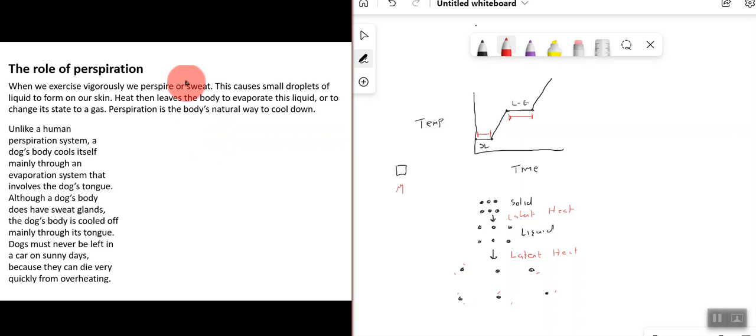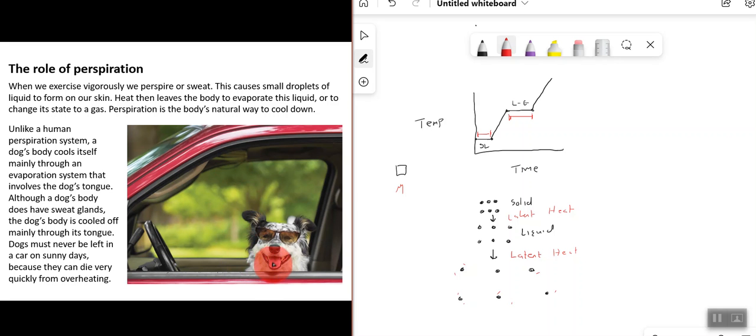Unlike a human perspiration system, a dog's body cools itself mainly through an evaporation system that involves the dog's tongue. Although a dog's body does have sweat glands, the dog is cooled off mainly through its tongue. Dogs must never be left in a car on a sunny day because they can die very quickly from overheating. So dogs cool down their body through their tongue.